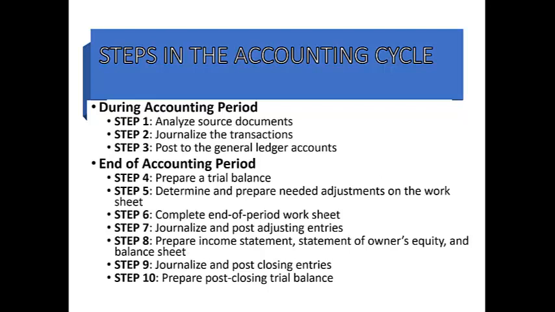Then complete the worksheet by carrying the adjusted trial balance figures over to the income statement and balance sheet columns. We're going to then journalize and post the adjusting entries from the worksheet to the general journal. And then we will prepare the income statement, statement of owner's equity, and the balance sheet for the fiscal year. Next, we'll journalize and post the closing entries using the worksheet. And the last step is preparing that post-closing trial balance.